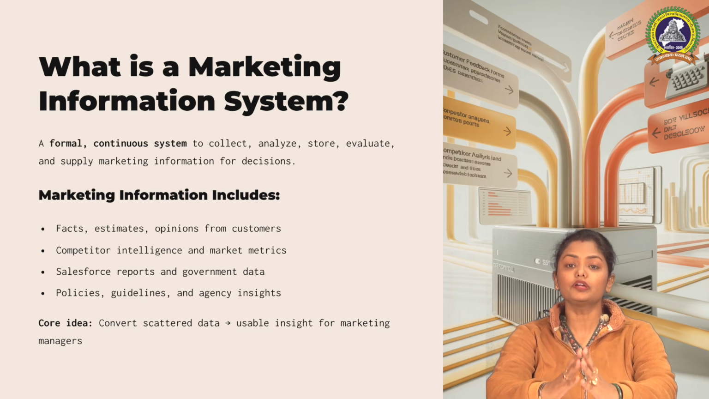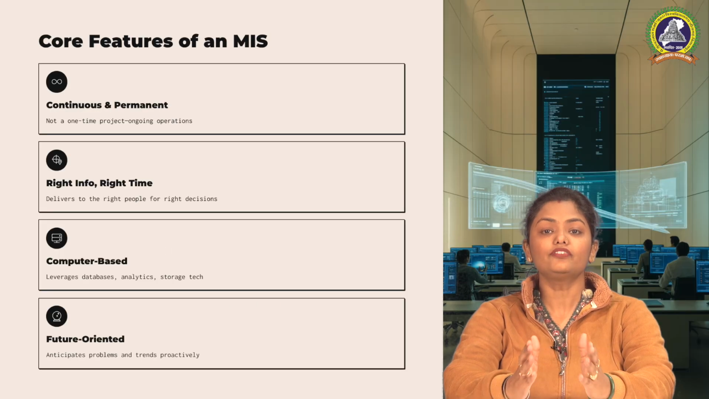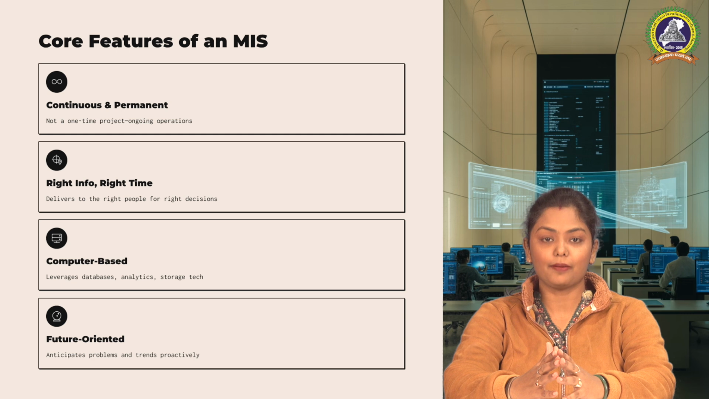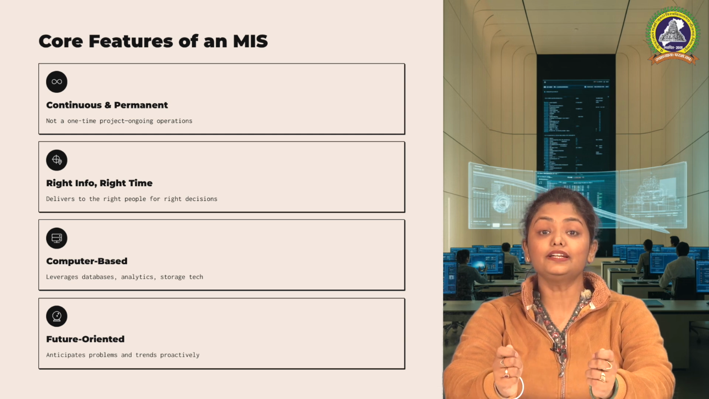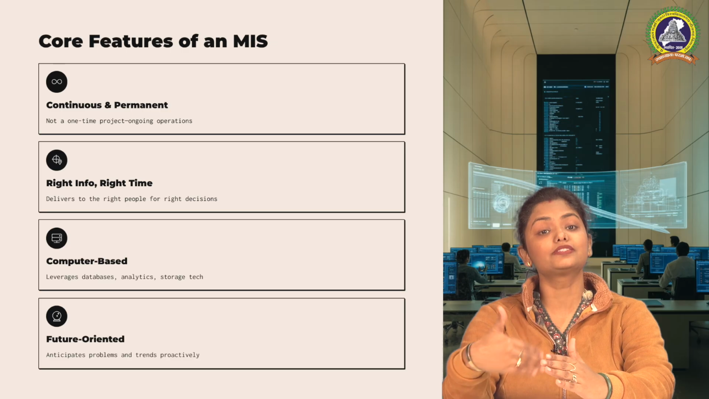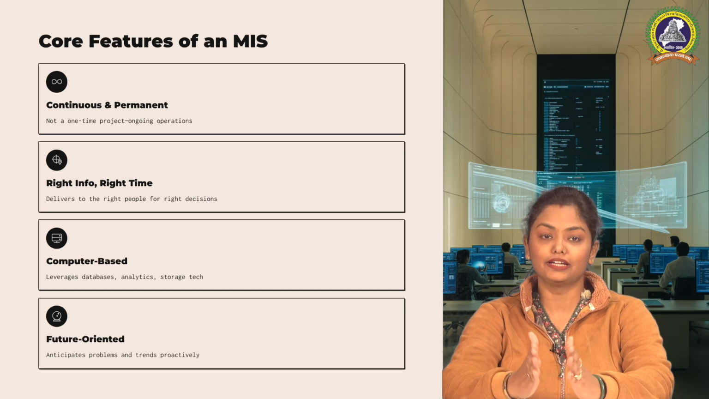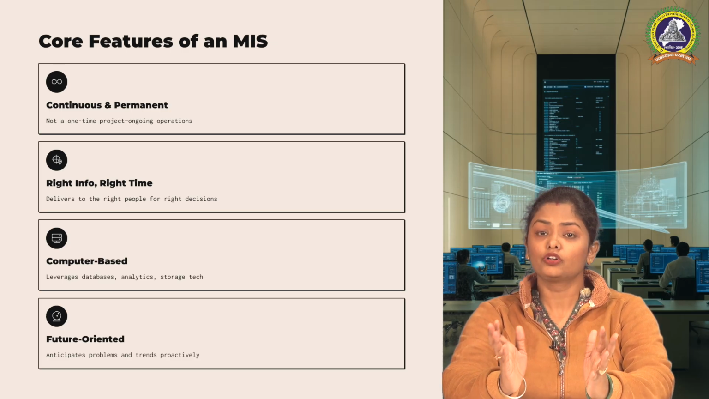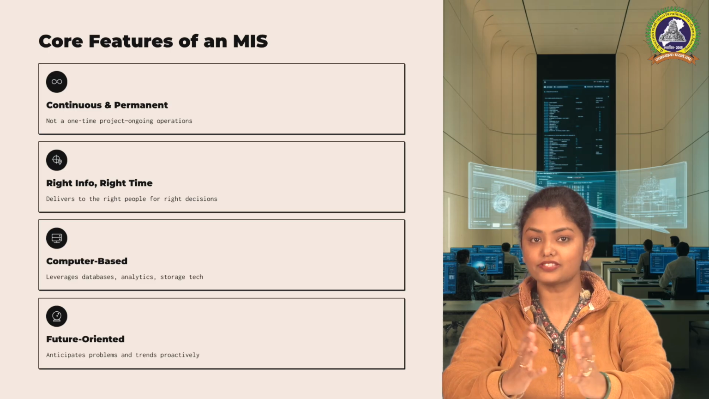Modern systems also evaluate and store this information, using technology to make the process of collecting, analyzing, storing and supplying information very efficient. Now that we have a solid definition, let's transition to the key features of an MIS. What makes it distinct? First, we just mentioned it is a continuous system. It is permanent and collects information continuously, not just for a specific temporary study.